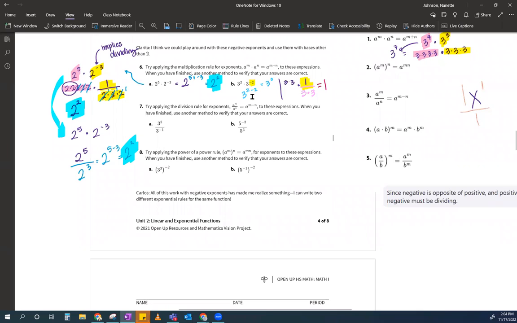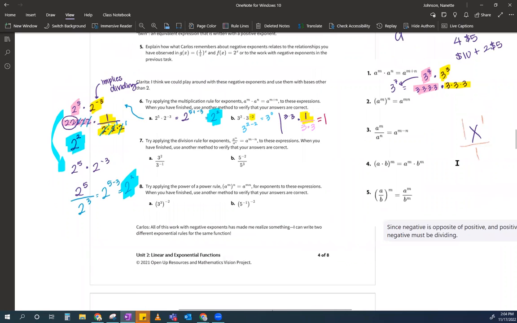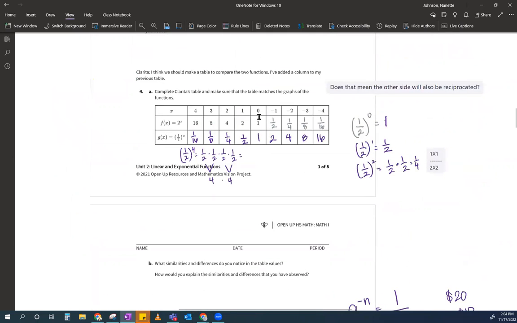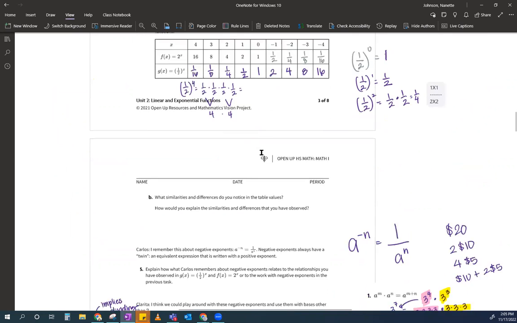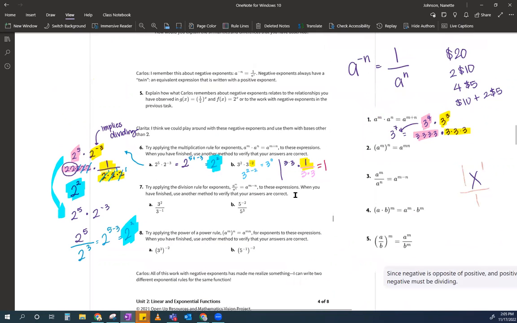Is 1 the same as 3 to the 0? Yes. Okay, we talked about this earlier. Anything to the 0 is 1 except for 0. Anything to the 0 is 1. So if you said no, it's not, you better learn this. Get it in your head. Yes, I'm so glad that you made that mistake in front of everybody, because now you can get it right.